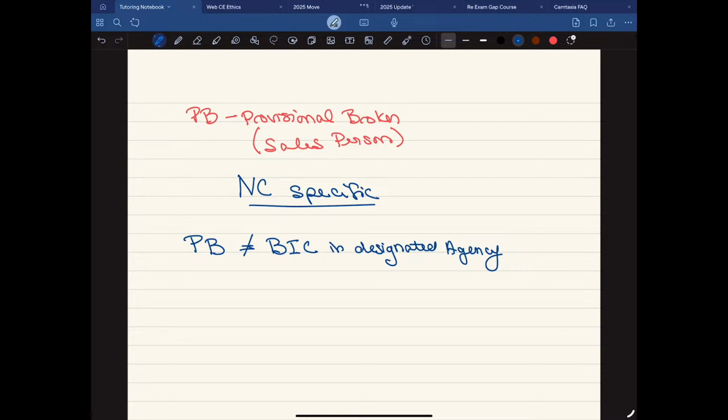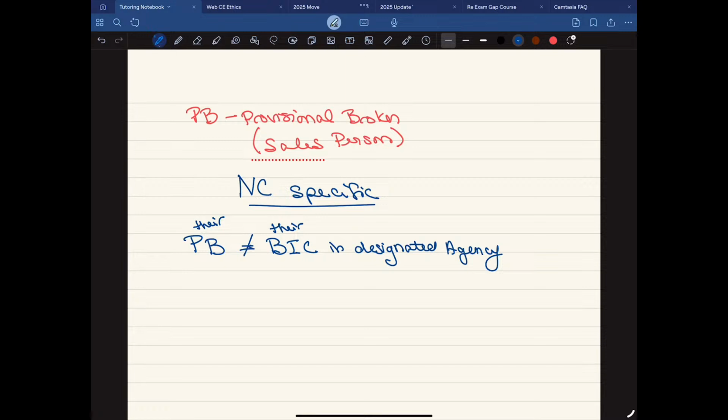And I have a slide on that. You're going to see near the designated agency slides where it says it can be a BIC and a full broker. It could be a full broker and a full broker. It could be a provisional broker and a provisional broker. It can never be a BIC and their PB. There can't be that relationship there.